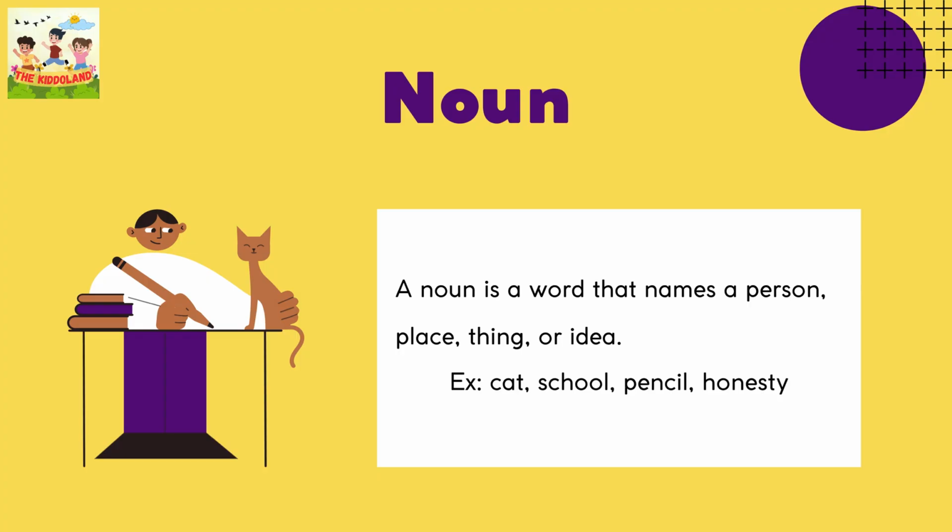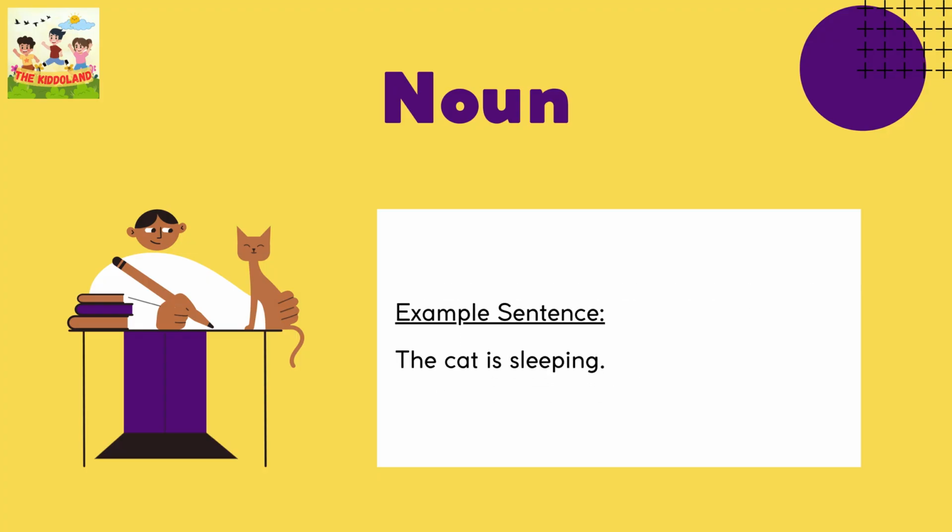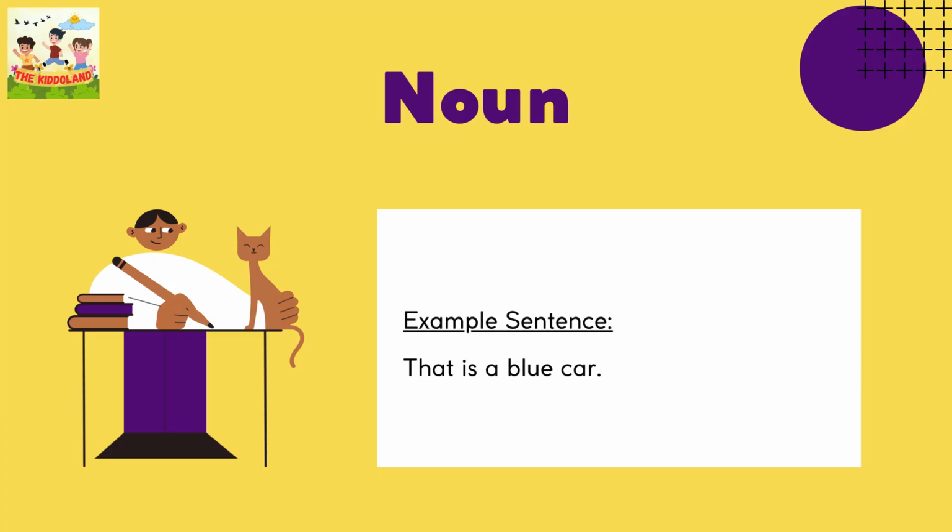Let's look at a sentence. The cat is sleeping. The word cat is the noun because it names the animal doing the action. Now try this. That is a blue car. The word car is the noun because it names the thing being talked about.